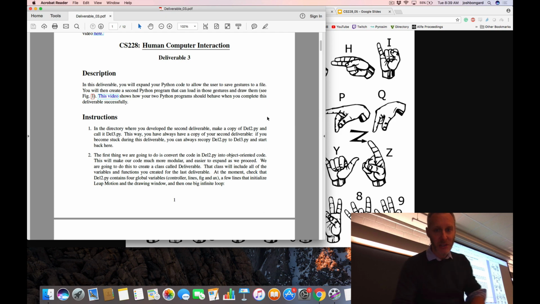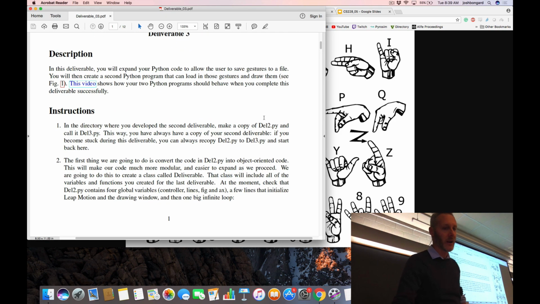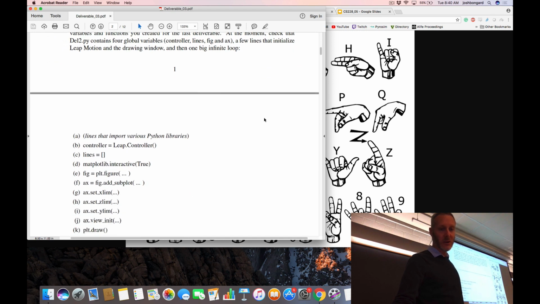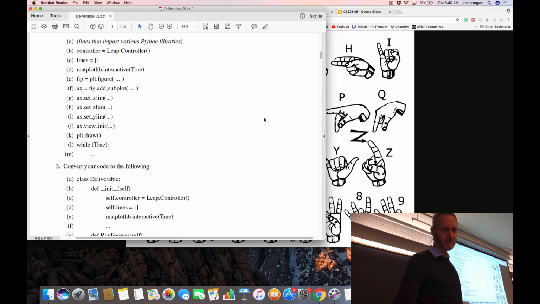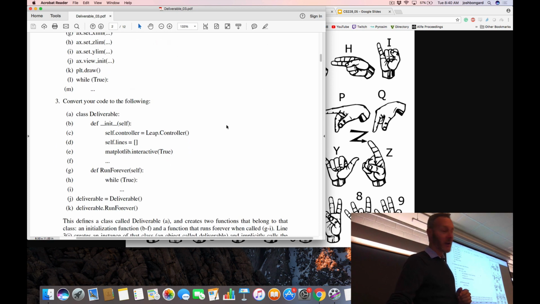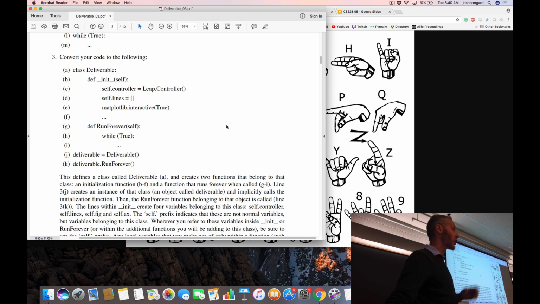Deliverable 3 is actually quite long, so I recommend you get started on it in good time. It's long because you're going to be doing a number of things. The first thing we're going to do is refactor the code and make it object oriented, because you're going to be expanding your code quite a bit between deliverable 3 and deliverable 10, and also in your final project. So for those of you that aren't comfortable with object-oriented programming in Python, go find a tutorial online and work your way through it this week. Okay, so we're going to start objectifying our code by creating a class called Deliverable.